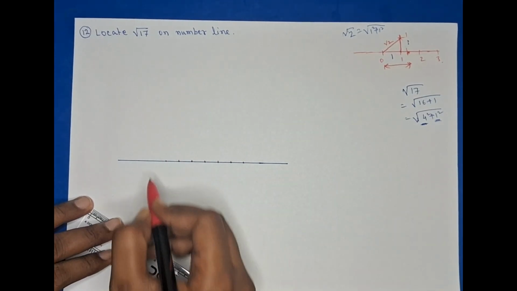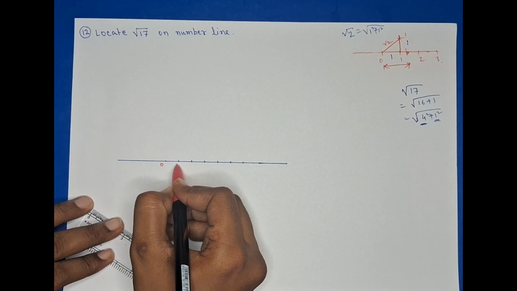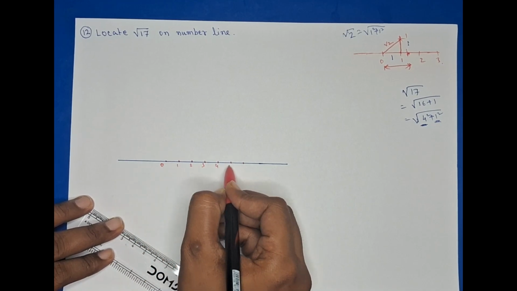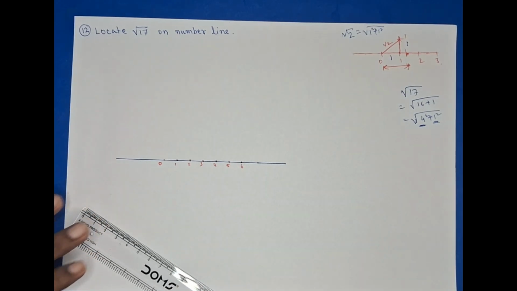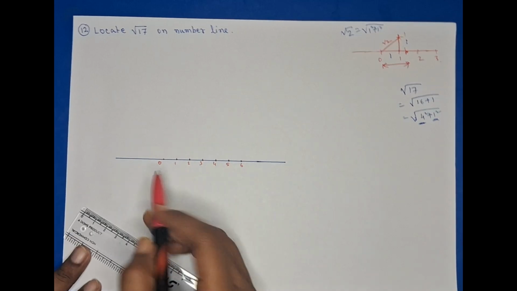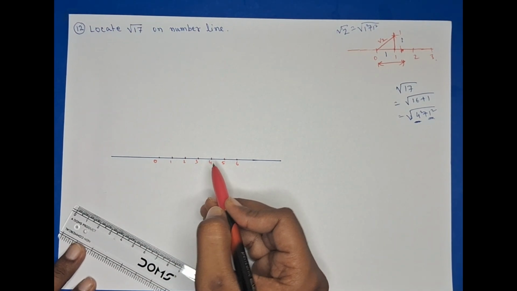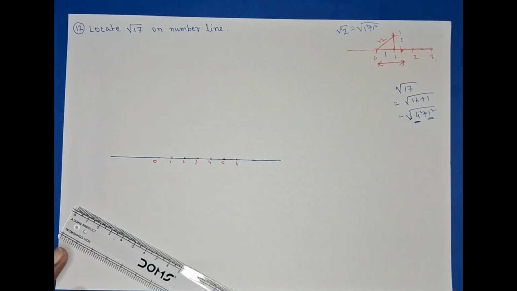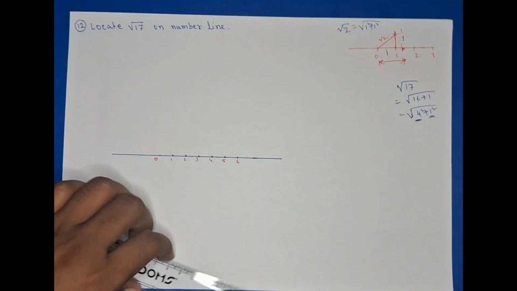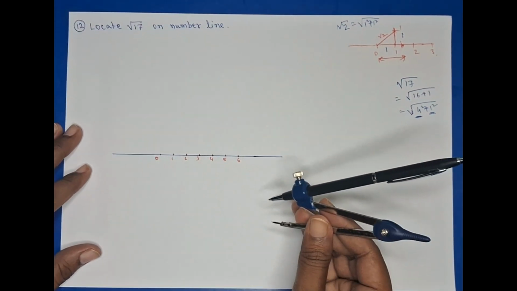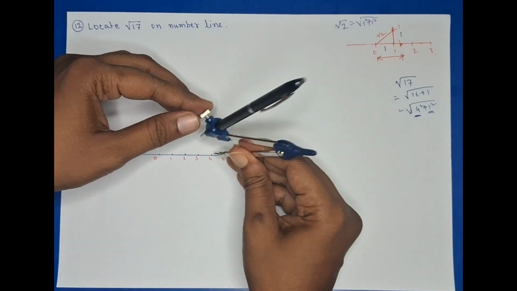This is 0, 1, 2, 3, 4, 5, 6, etc. Okay. So first we are going to mark the unit 4. From this unit 4, we are going to draw a perpendicular line first. How are we going to draw a perpendicular line? You have learned in earlier classes. Here we are going to apply it.